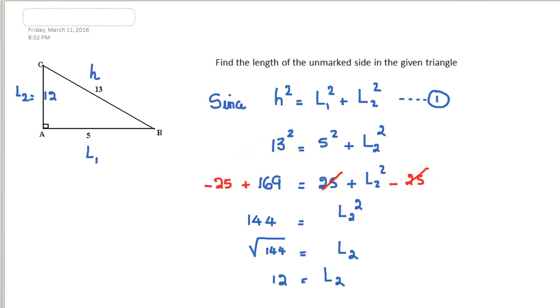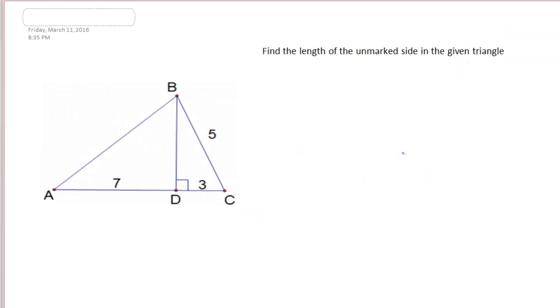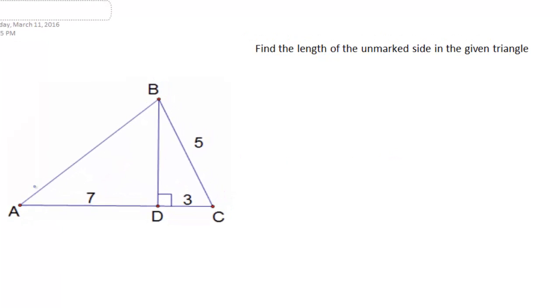Let's see another problem. It's saying, find the length of the unmarked side in the given triangle. As you can see, this triangle is A, C, B, and there is a height B, D. Now, if I look at this triangle, I will notice that A, B is unknown.